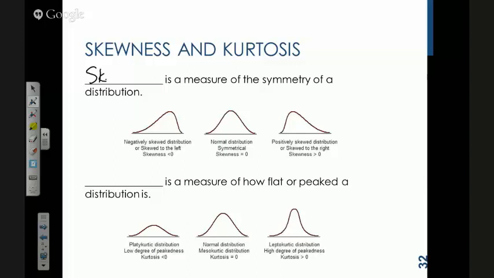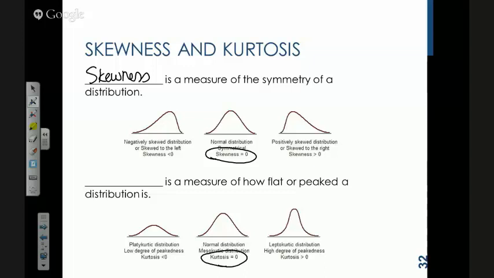So skewness is a measure of symmetry about the distribution. In everything that we do, we're going to have this assumption that the data are normally distributed. How do we know if the data are really normally distributed? Truly normal distributions have a skewness value of 0 and a kurtosis value of 0.